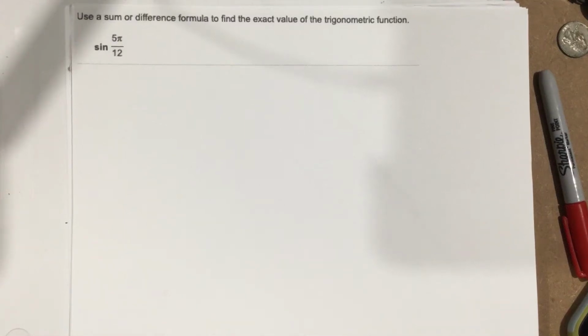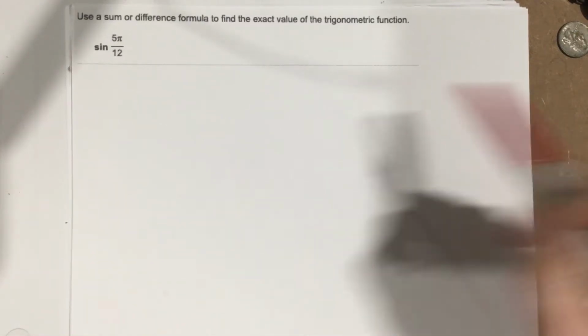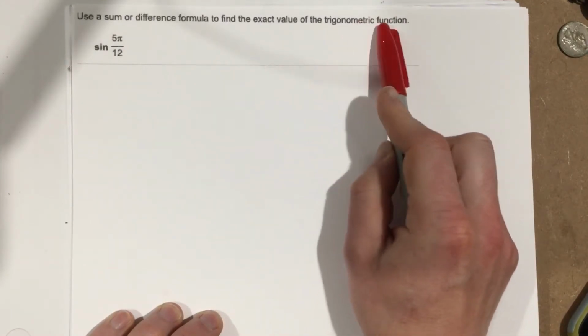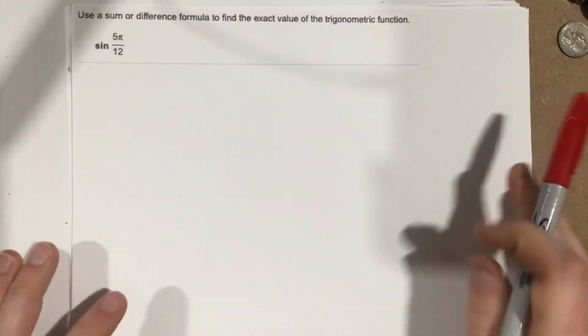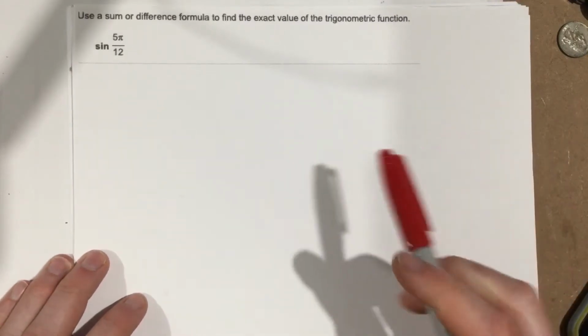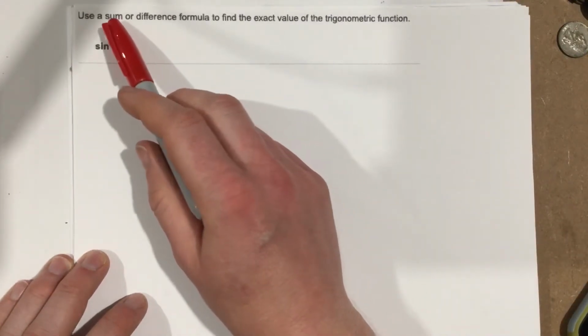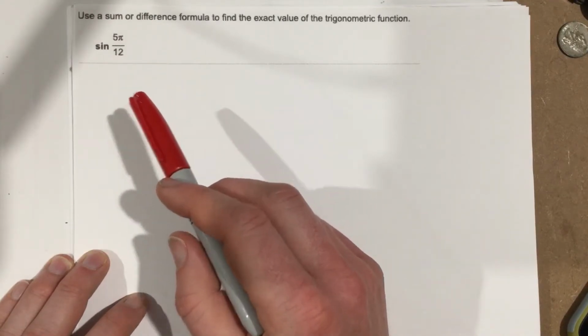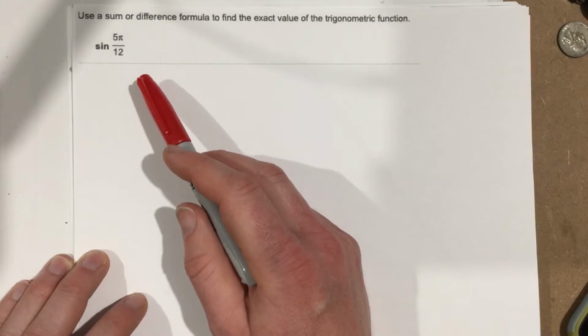This is problem number 2 from section 7.4. It says use a sum or difference formula to find the exact value of the trigonometric function. So again, I want to reiterate that they kind of tell you to use a sum or difference formula. What if you didn't know that you needed to use the sum or difference formula? How could you figure that out?